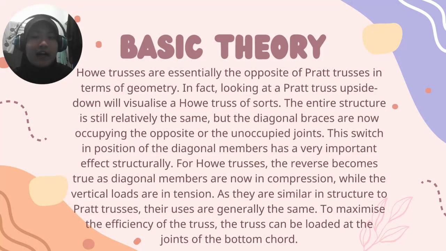So Howe trusses are essentially the opposite of Pratt trusses in terms of geometry. In fact, looking at a Pratt truss upside down will visualize a Howe truss of sorts. The entire structure is still relatively the same, but the diagonal braces are now occupying the opposite or the unoccupied joints. This switch in position of the diagonal members has a very important effect structurally. For Howe trusses, the reverse becomes true as diagonal members are now in compression, while the vertical members are in tension. As they are similar in structure to Pratt trusses, their uses are generally the same.